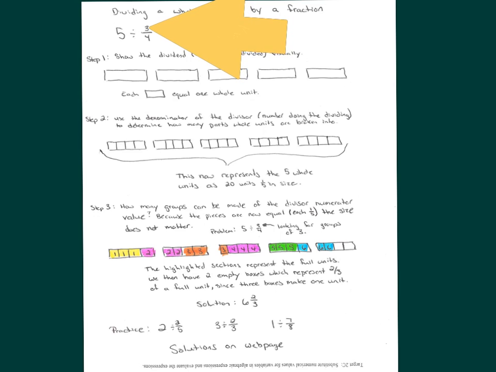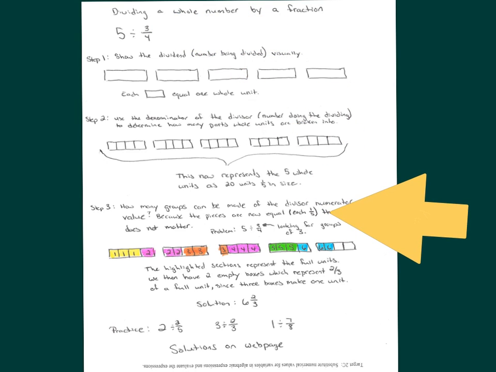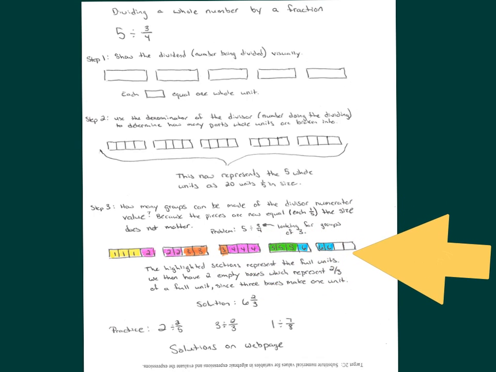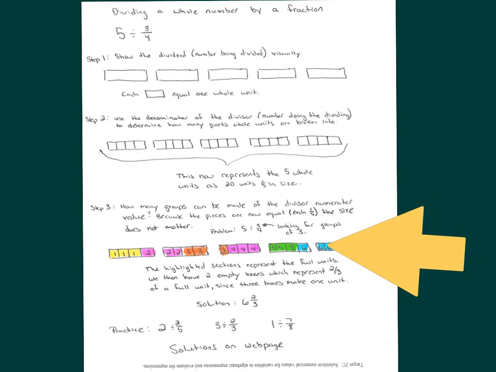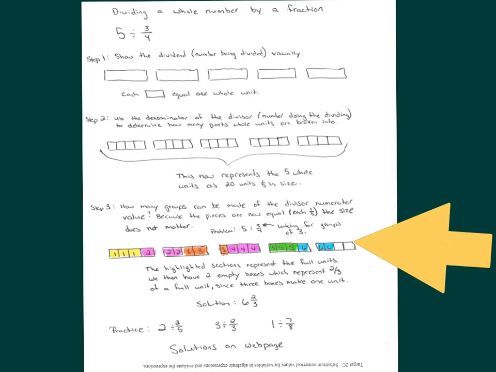I want to know how many groups of 3 I can make those into. And that's step 3: how many groups of 3? Because now they're all the fourth size, each one of these little boxes here, here, here, are all equal to 1/4. So the size of them is equivalent. This is what makes a problem like 20 divided by 4 easy, and we automatically go to that being 5, because 20 and 4 each have that denominator of 1. We're talking about whole units there.